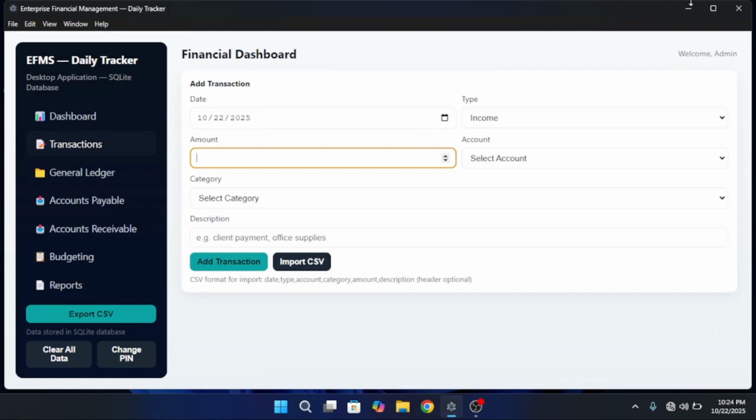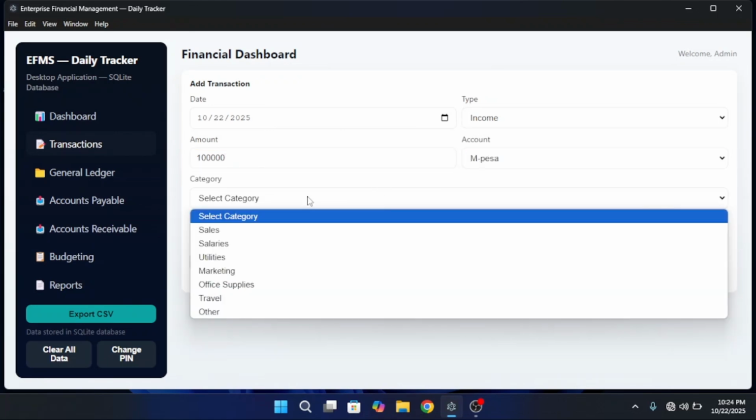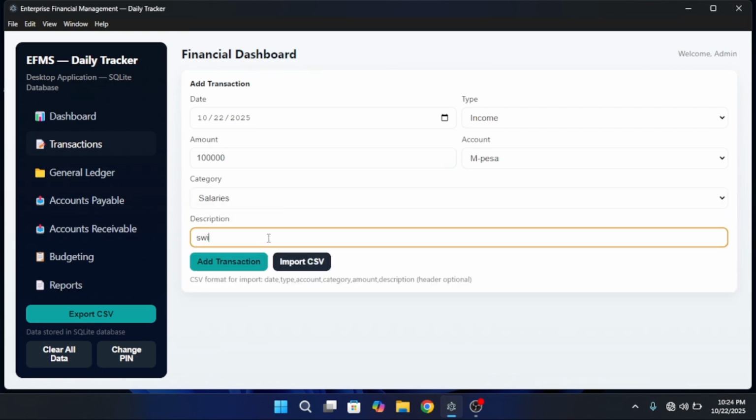So, over here, we have the financial dashboard. Here, the transaction, the general ledger, accounts payable, accounts receivable, budgeting, and reports. And we are actually going to start with transactions, and we are going to add a transaction of an income of 100,000. And over that 100,000, we are going to select that it was in form of M-Pesa, and the category was salary, and we got paid by Swiftify.